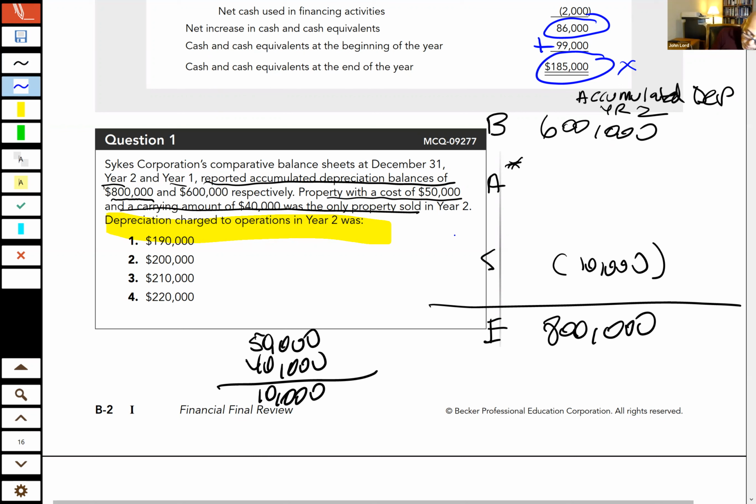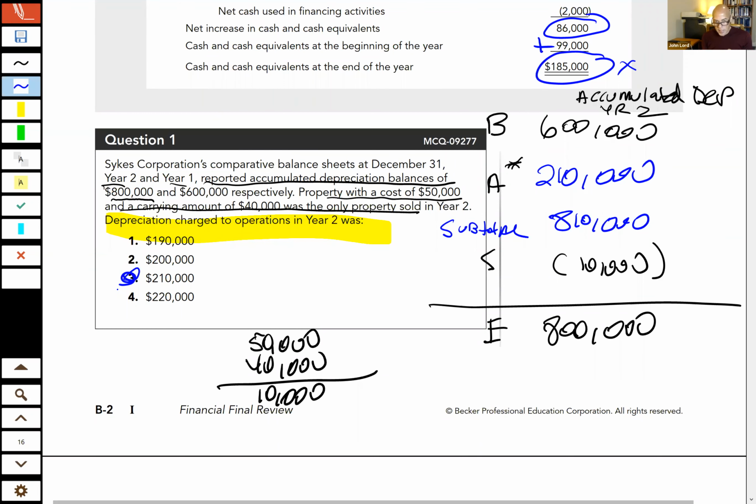Now, when I use the base mnemonic, I always help myself by putting a little subtotal in there so that I don't add or subtract the wrong way. So if I ended up with 800,000 and I subtracted 10,000, then I must have had what? 810,000 sitting there before I could subtract the 10,000 to end up with the 800. Well, if I started with 600 and got as high as 810 before I subtracted the 10, that means I must have added what? $210,000 to the accumulated depreciation account, which is my depreciation expense.